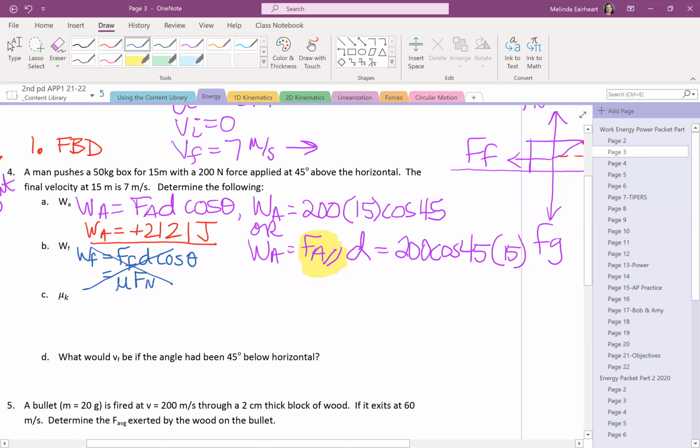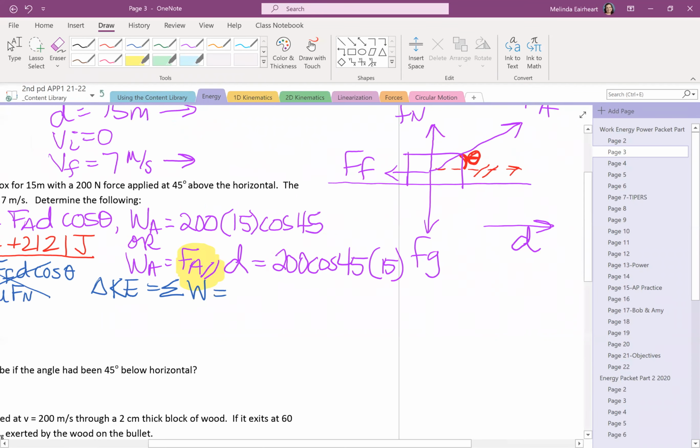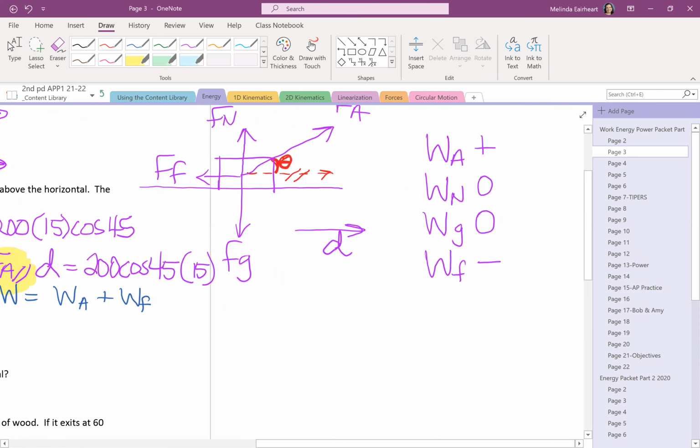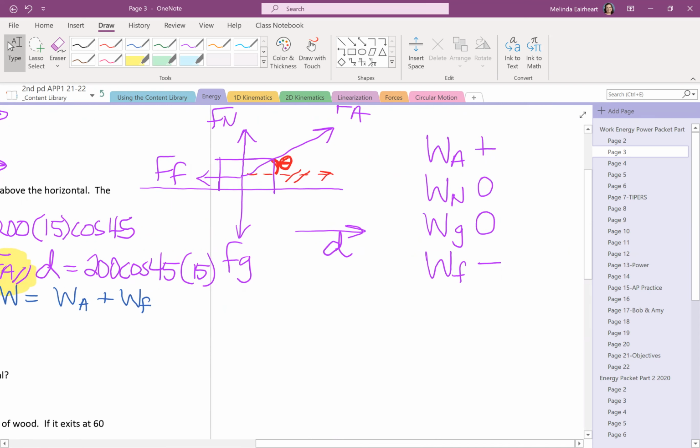So I need another way. What is plan B? Well, remember, to speed up or slow down, there has to be a change in kinetic energy. And what equates to a change in kinetic energy? It happens because of a net work. Well, who's doing work on this object? Applied, we said, is doing work, right? We just found it. And then there's also the work done by friction. We said we don't know what it is, but we know it's going to be negative.